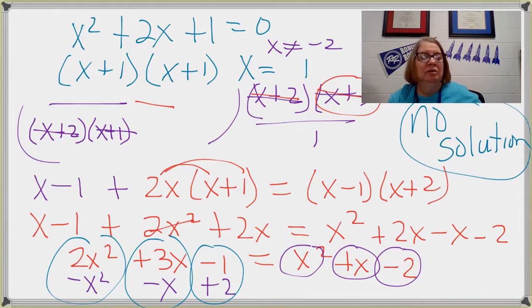What do we do? We factored the denominator. We multiplied the entire equation by the common denominator. We simplified on the top, did our addition, subtraction, solved for x, and checked our solution to see if it worked. Okay? All right, let's try one more.